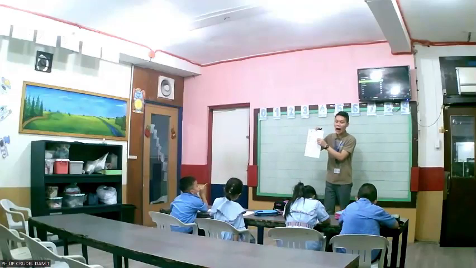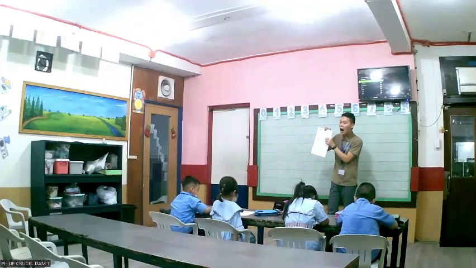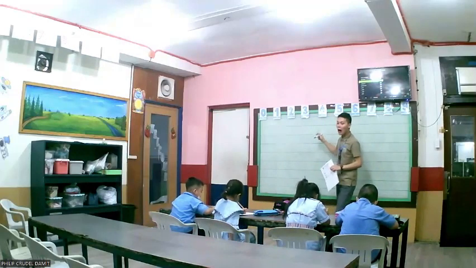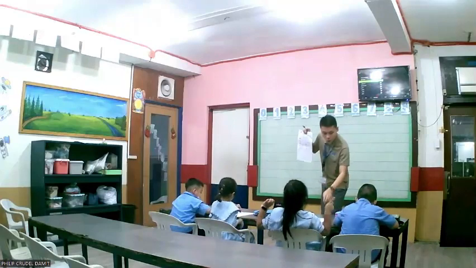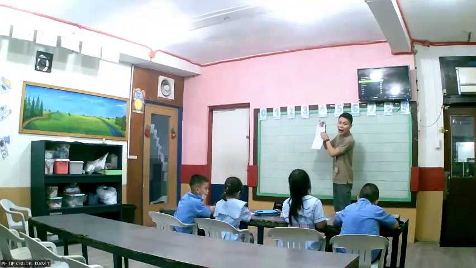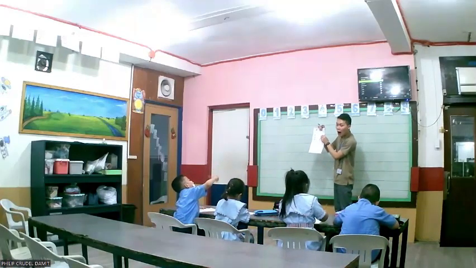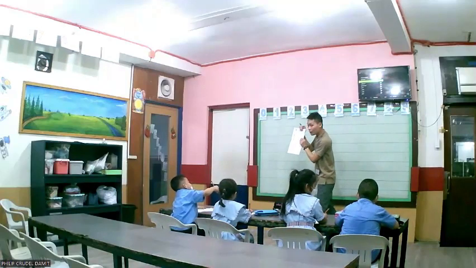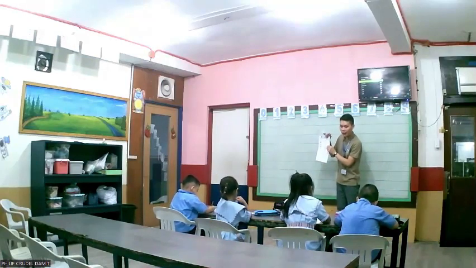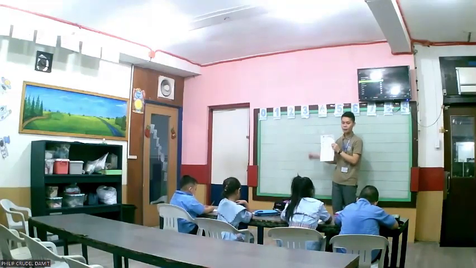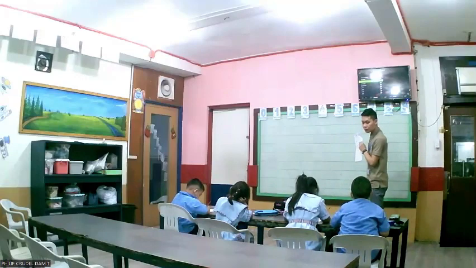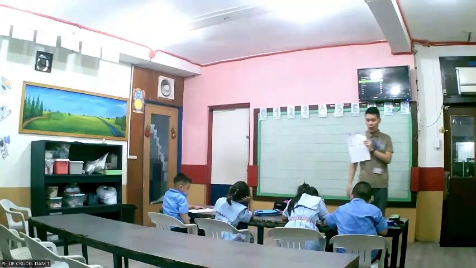One picture is this. Small letter A. Next. Small. Arm. Okay, B is like this. Next, banana.